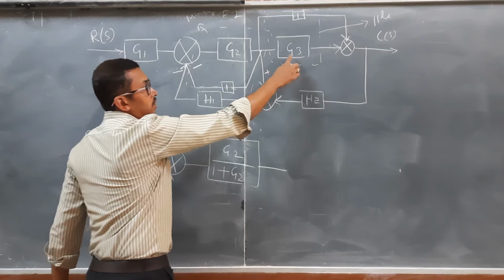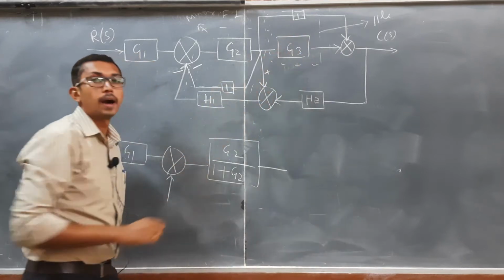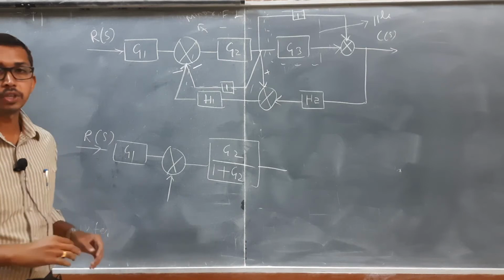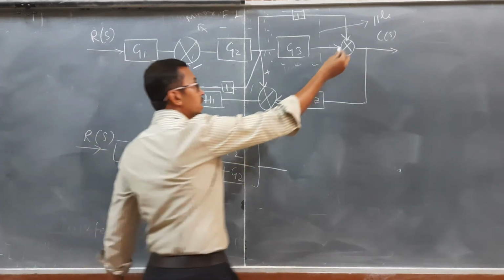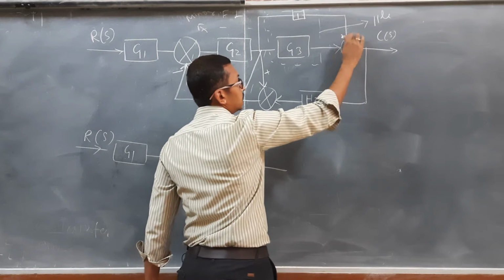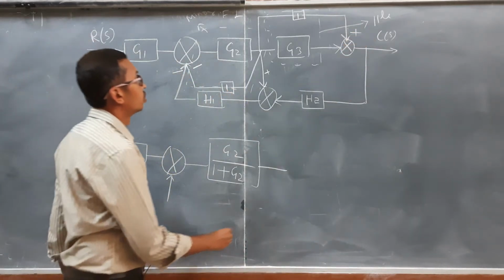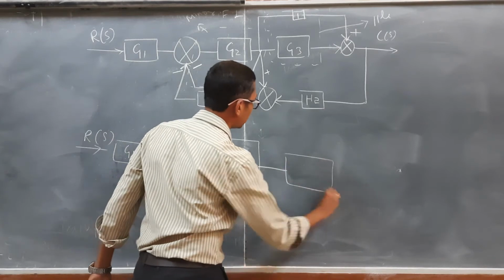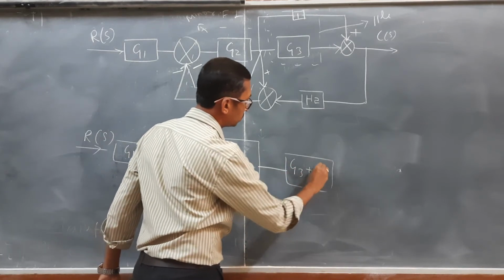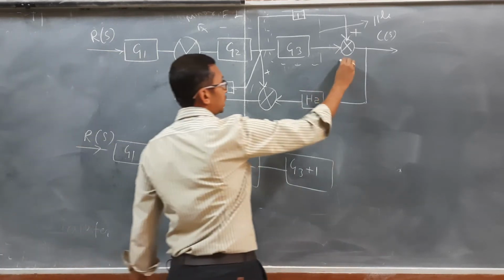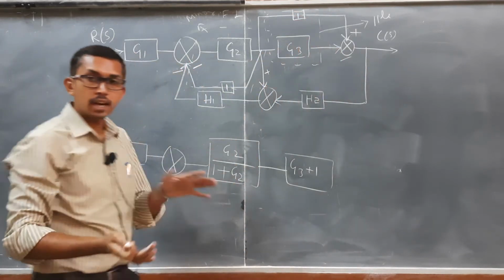Next I am going to redraw this. Here the two blocks are in parallel. Then what we need to do is the algebraic summation. For that you need to pay attention to what symbols are there. If nothing is there, then it will be a plus. So this will be G3 plus 1. This summing point will be eliminated because these two get combined.